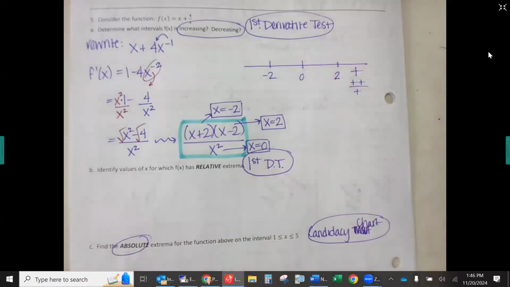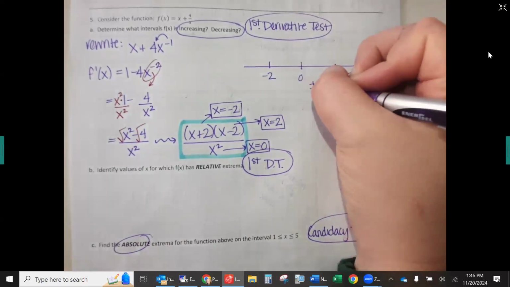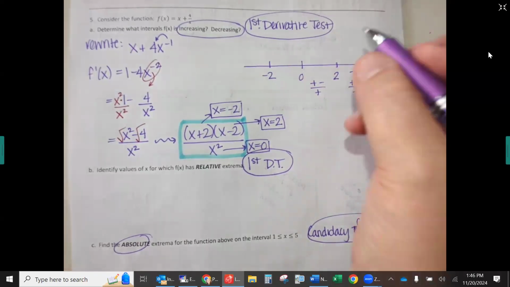Between 0 and 2, what could I pick? 1. What's 1 minus 2? -1. Plus 2. 1 squared. So it was minus plus on top and a plus on bottom. Overall, what's the sign? Big negative.